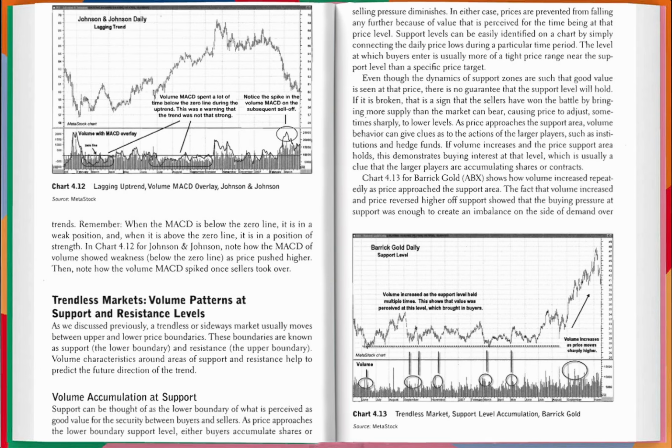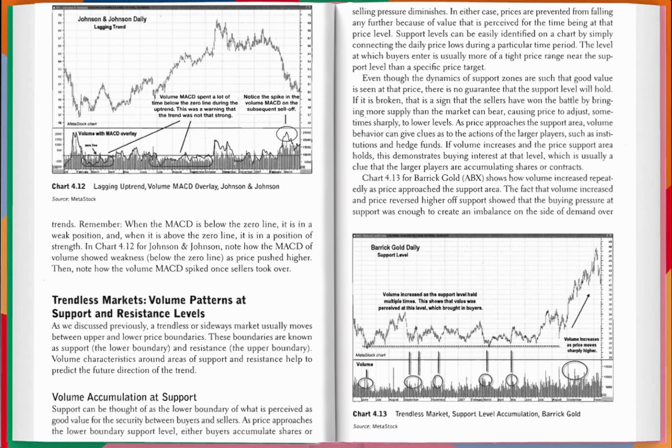Support levels can be easily identified on a chart by simply connecting the daily price lows during a particular time period. The level at which buyers enter is usually more of a tight price range near the support level than a specific price target. Even though the dynamics of support zones are such that good value is seen at that price, there is no guarantee that the support level will hold.